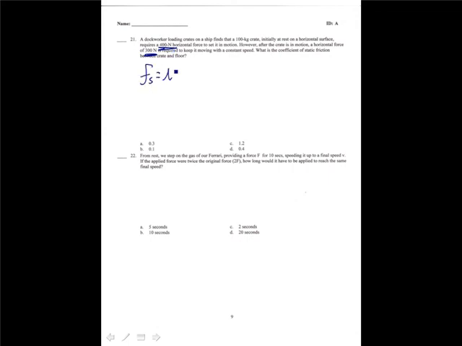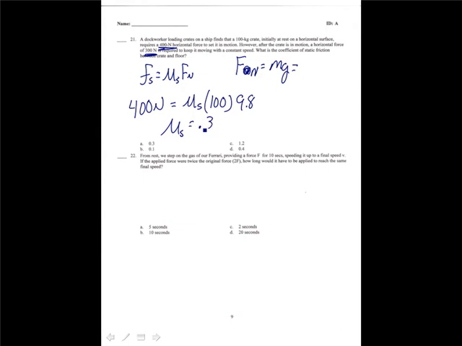Now, the static frictional force is equal to mu s times the normal force. So 400 newtons is our static frictional force. We want to know mu s. And then the normal force is just the weight of the object, so the normal force is equal to mg. That's 100 times 9.8. Then we solve for mu s, and mu s is equal to 0.3.